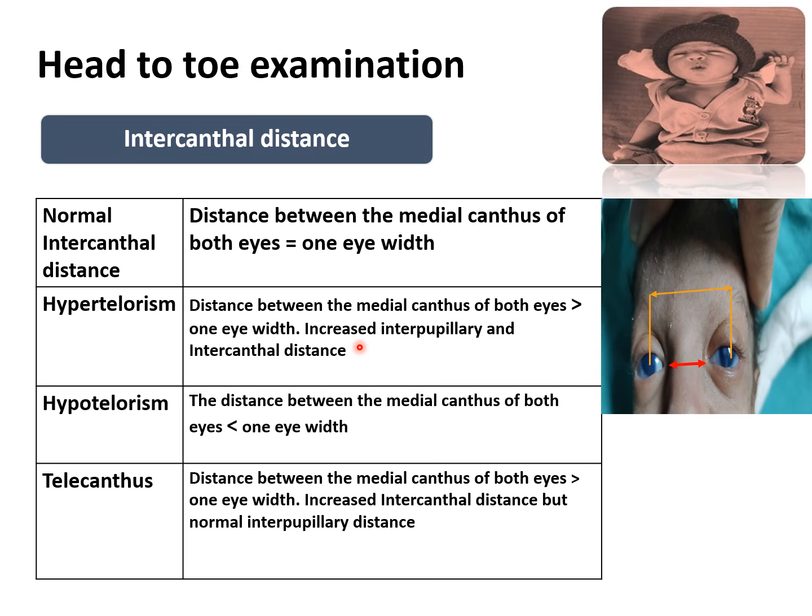It is known as interpupillary distance. So if interpupillary distance and intercanthal distance both are increased, we label it as hypertelorism. When the interpupillary distance is normal while the intercanthal distance is increased, we label it telecanthus. In hypotelorism, the distance between the medial canthus of both eyes is less than one eye width. To take the eye width, we just have to measure the horizontal distance between the medial and lateral canthus.